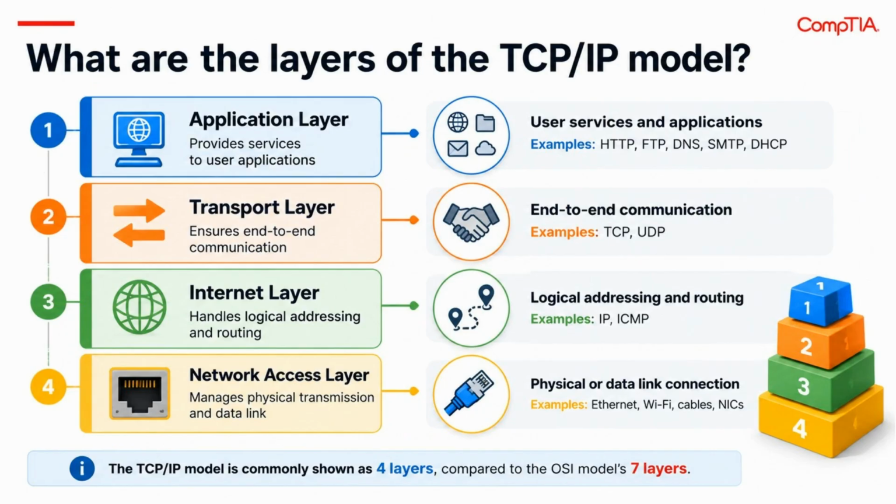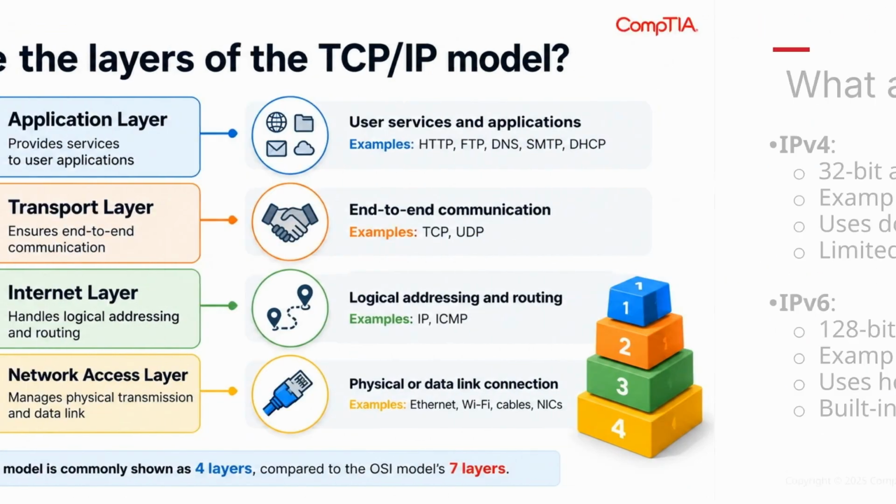The TCP/IP model has 4 layers. The application layer handles user services like HTTP, FTP, DNS, and SMTP. The transport layer manages end-to-end communication through TCP and UDP. The internet layer handles logical addressing and routing through IP and ICMP. And the network access layer covers the physical and data link level: Ethernet, Wi-Fi, cables, and NICs. This is often shown as 4 layers, compared to OSI's 7.